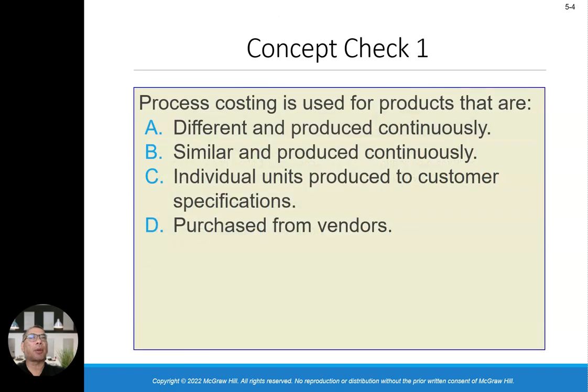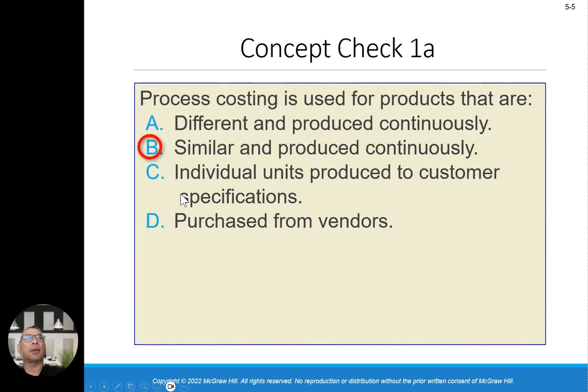Okay, let's start the concept check. Process costing is used for products that are: A. Different and produced simultaneously. B. Similar and produced continuously. C. Individual units produced to customer specification. D. Purchased from vendors. Take one or two minutes, pause, and then try to answer the question. All right, the correct answer is B, similar and produced continuously.